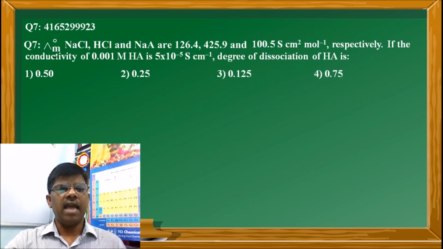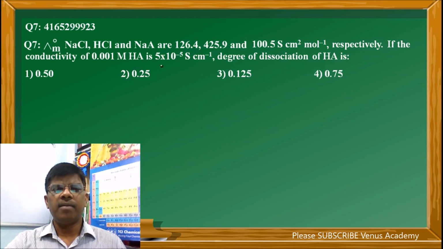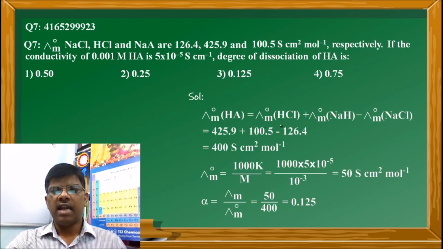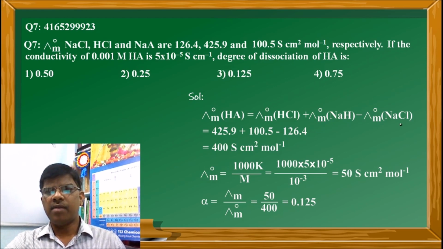Next, question number 7. Lambda M of sodium chloride, HCl and sodium A are 126.4, 425.9 and 100.5 S cm² per mole respectively. If the conductivity of 0.001 M HA is 5 × 10^-5 S cm^-1, the degree of dissociation of HA is? Here we know that lambda M of HA is lambda M of HCl plus lambda M of sodium A minus lambda M of sodium chloride. What is it going to give? 425.9, the values are given, plus 100.5 minus 126.4. What is going to come? 400.